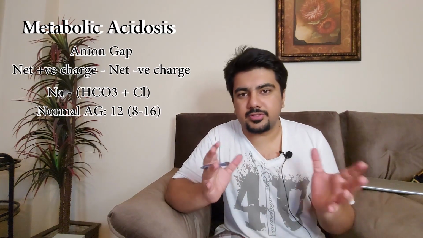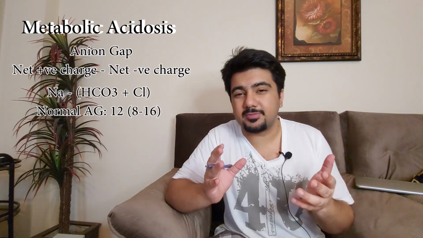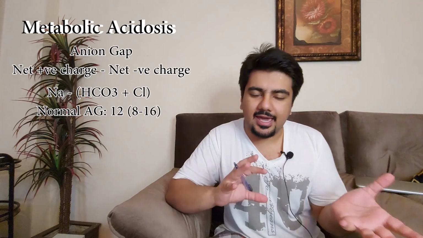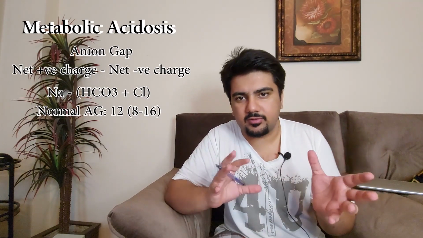There is a range for this. It's 12 plus or minus 4. So what you're looking at is basically 8 to 16 as a normal anion gap. Now, there are some conditions which are going to elevate the anion gap, some which are going to keep the anion gap as it is, and some which are going to decrease the anion gap.